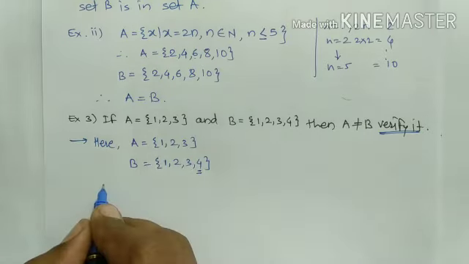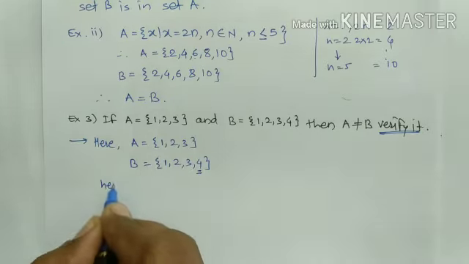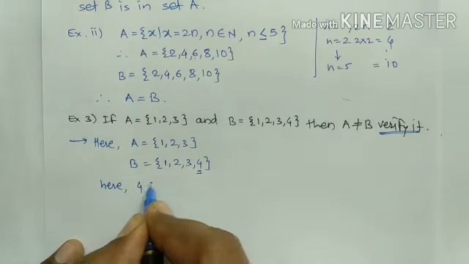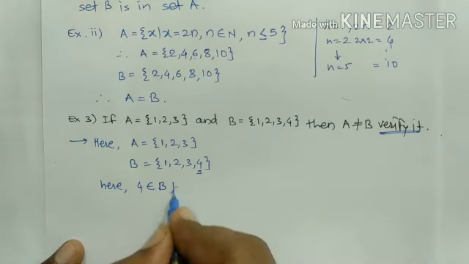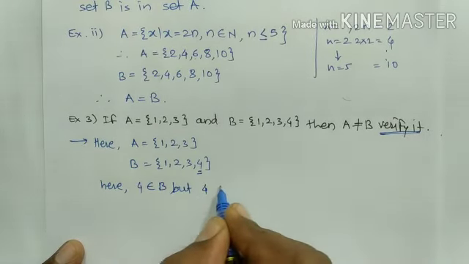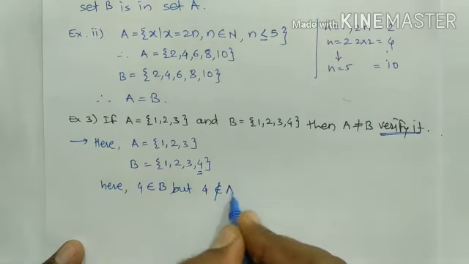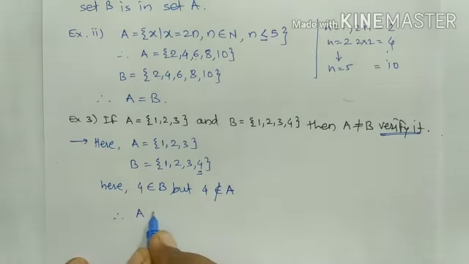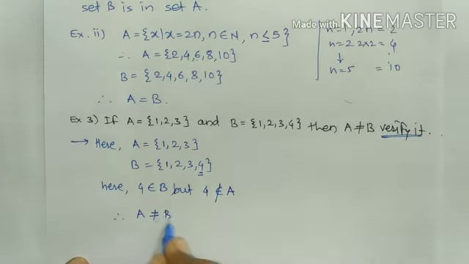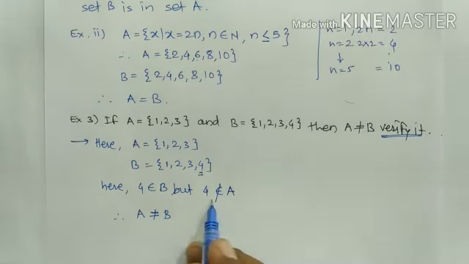And that's why here we write, 4 is an element of set B, but 4 is not an element of set A, or 4 does not belong to set A. Therefore, A is not equals to B. It means that set A and set B are not the equal sets. हे झालं याचं व्हेरिफिकेशन. व्हेरिफिकेशन मध्ये आपण फक्त हे रिझन लिहिलेलं आहे.